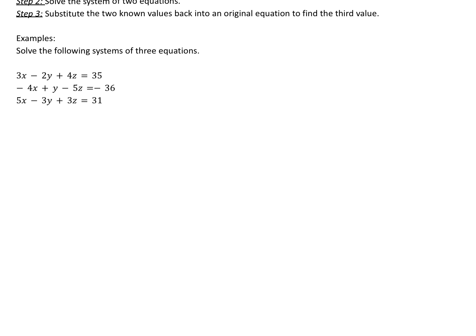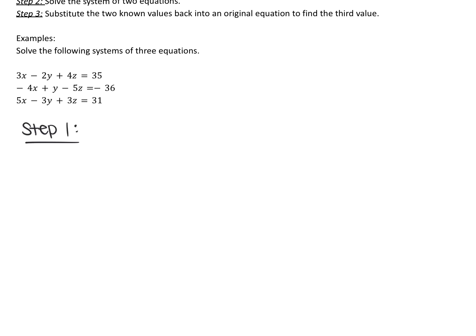So in our first example, we have the system 3x minus 2y plus 4z equals 35, negative 4x plus y minus 5z equals negative 36, and 5x minus 3y plus 3z equals 31. When you are doing your first step and you are trying to decide which variable you want to eliminate from 2 pairs of equations, you want to approach it the same way we do a system of 2 equations. You want to find the variable that's the easiest to eliminate.